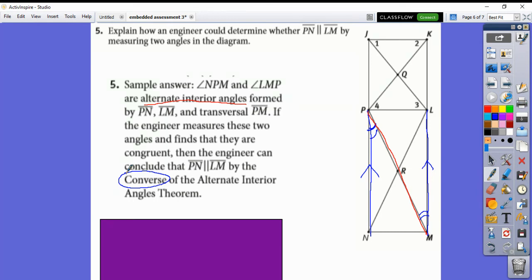If we know that these two angles are congruent, if two lines are cut by a transversal so that the alternate interior angles are congruent, then the conclusion is that we can know that the two lines are parallel to each other. Two lines are, in this case, two segments.